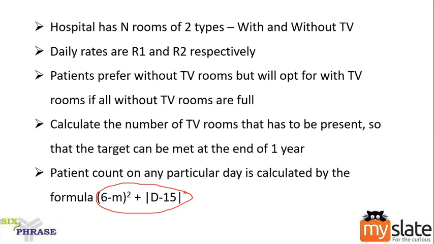Okay, you will take only the value, not the sign. That is absolute. So this is our question. All the 5 points that we have here is the entire question. You have rooms with TV, without TV. They have a particular rate. Patients have a particular preference. You have a target to be met. So how many TVs should you have so that you'll meet the target? That is our question.